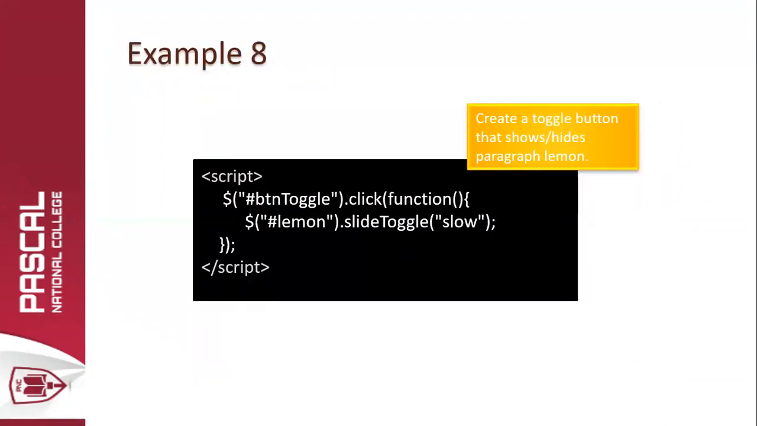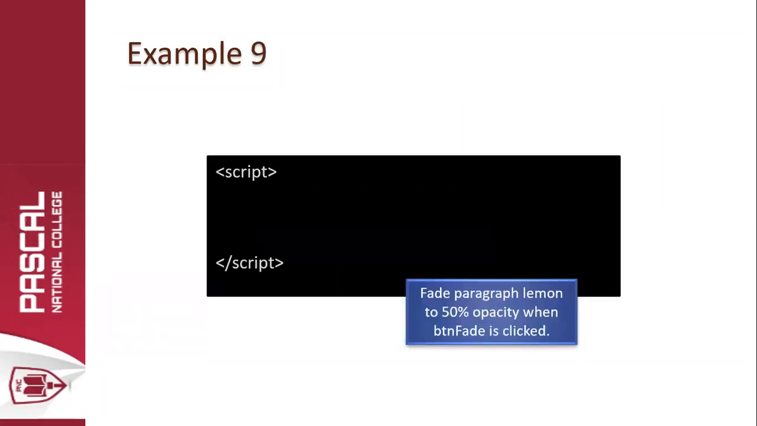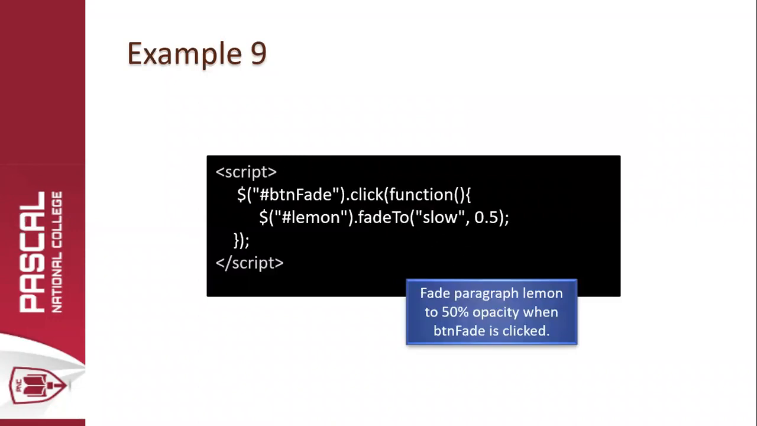So with this example, say btn toggle dot click, when you click on some button, let's say you have one paragraph with id lemon, dot slideToggle. Now this will either hide or show it. It will slide up and down with this. Similarly for this, you are going to fade the paragraph lemon, with its opacity at 50%. You will be using the jQuery effect function fadeTo, and the parameter is slow and the value is 0.5. Fine.